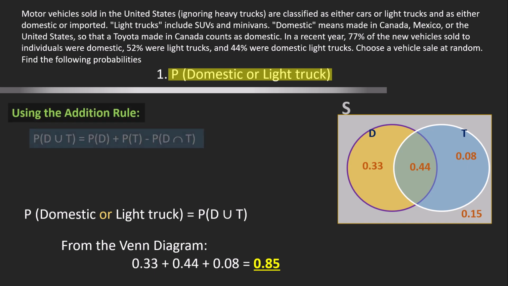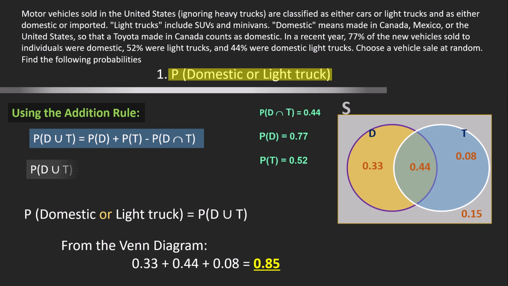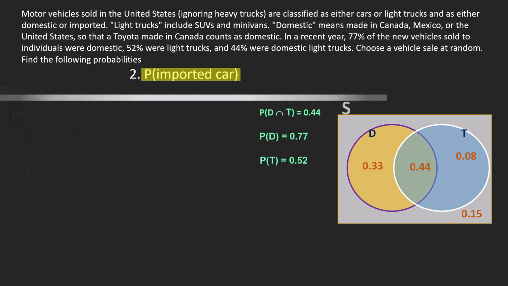Now let me explain how to use the addition rule for this example. What is the addition rule? Probability of D union T equals probability of D plus probability of T minus probability of D intersection T. We know all probabilities, so just plug the numbers into the formula. The answer is 0.85.